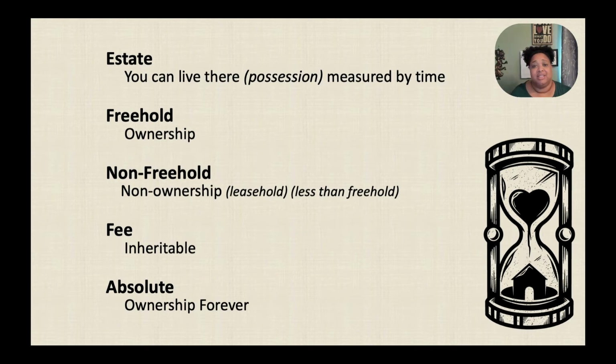So you see here, an estate means that you can possess or that you can live there. And I've already mentioned that freehold means ownership, and non-freehold or leasehold is non-ownership. They're both estates. You can live there. It's just a question of, do you own it or do you not?